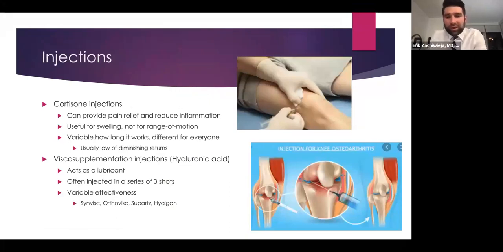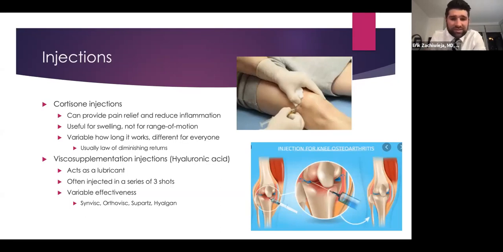Now, we also have local injections that we can offer to patients with both hip and knee osteoarthritis, which can provide relief. So injections are essentially a very potent anti-inflammatory injected directly into the target area, so they can have a much more local effect rather than a systemic effect, which our oral anti-inflammatories provide. And so typically the first line of treatment are cortisone injections, which is a steroid injection.